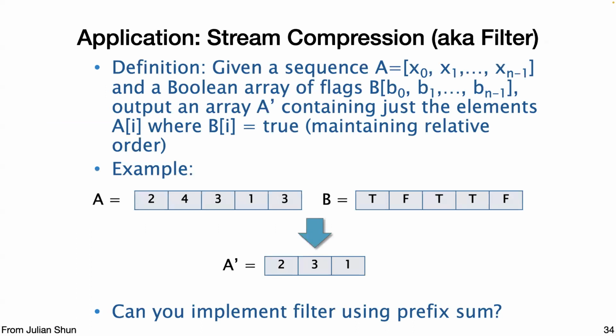So one really straightforward one that we might want to do, but that is actually useful in a lot of applications, is called filter. Filter is given a sequence of elements A, and a Boolean flag array B. You want to basically compact the elements of A according to this flag. You only want to keep the elements that saw true, and you want to get your result array only the size of the number of trues that you had. And you want to keep the ordering. How would you do this with prefix sum?